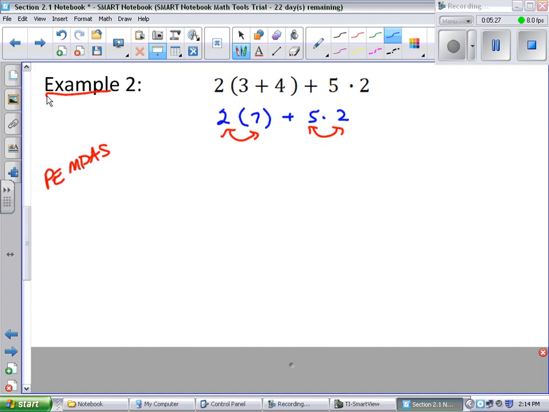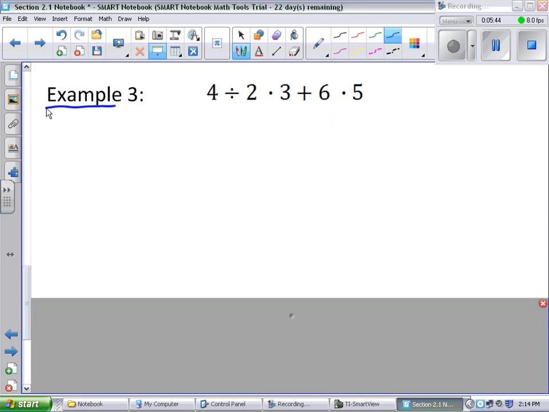And then I will have 2 times 7, which is 14, plus 10, which is equal to 24. You would have gotten the same answer if you had distributed here, but of course, since you can add 3 and 4, that would be the easiest way to do it.